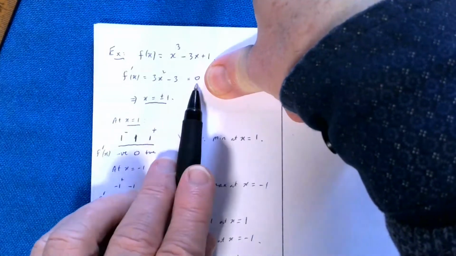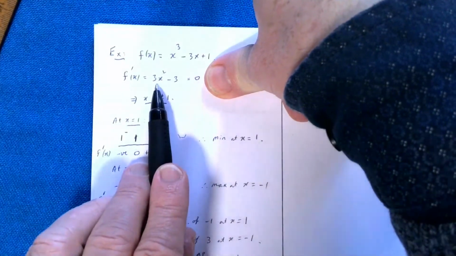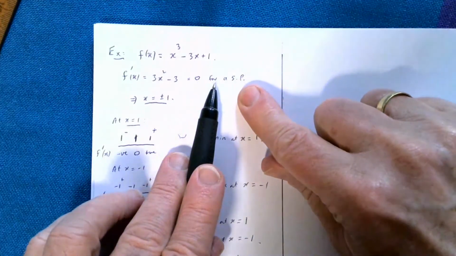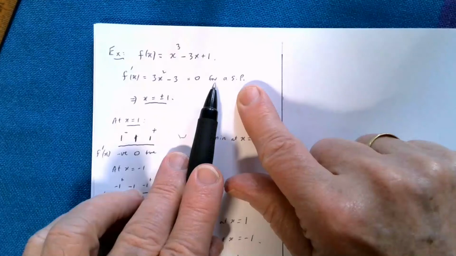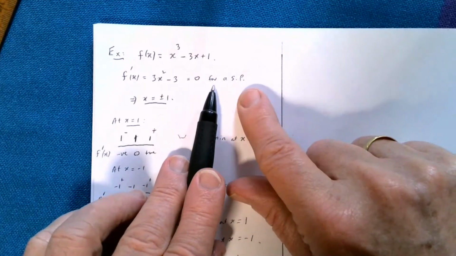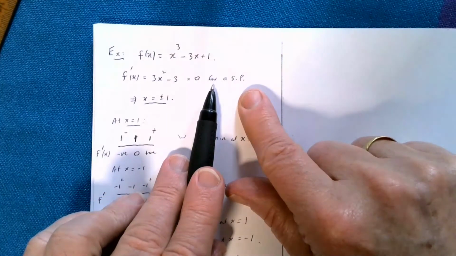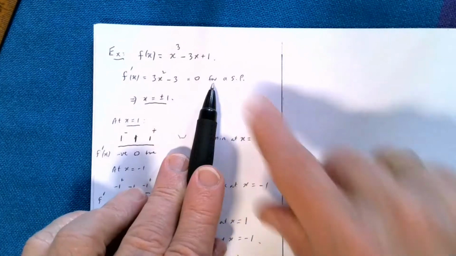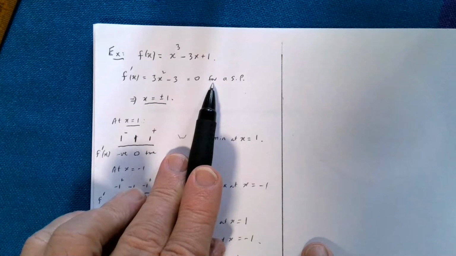This derivative doesn't equal 0. It equals lots of different values. It only equals 0 at a stationary point. So as always in mathematics, what you write down has to make sense. You can't just put it equal to 0. You have to say 0 for a stationary point for the correct setting out.